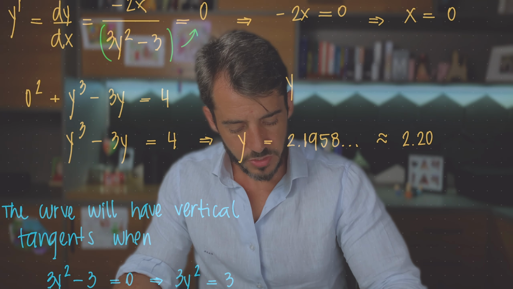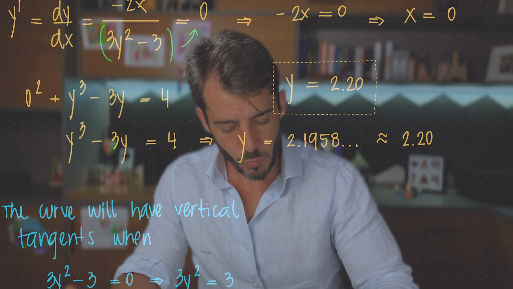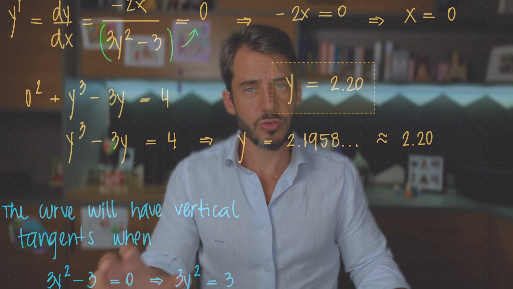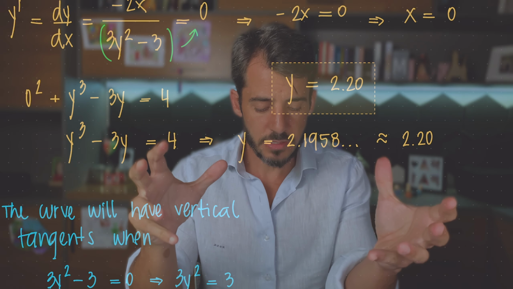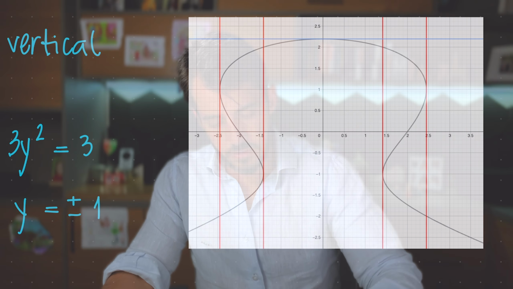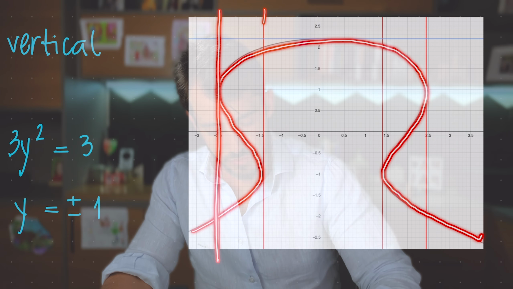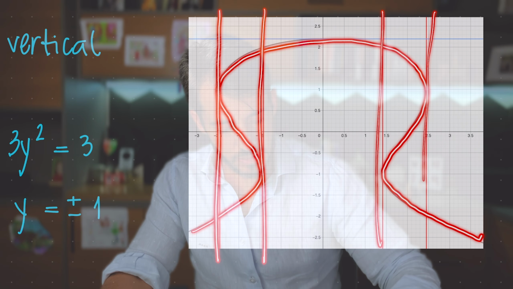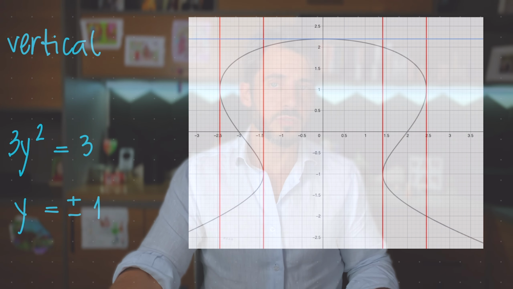So what is the equation of the tangent? Y equals 2.20. Now we can see these tangents if we draw the curve that is represented by this equation, and these tangents. And this is what we get. This is the curve in gray. We have the vertical tangents in red and the horizontal one right here in blue.